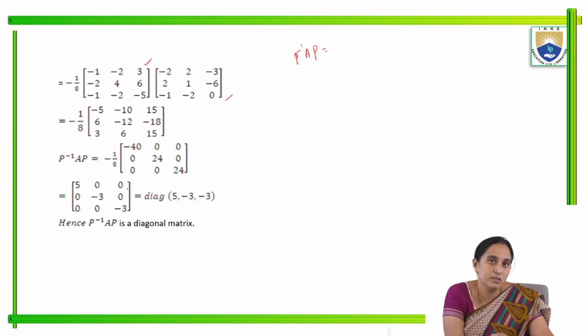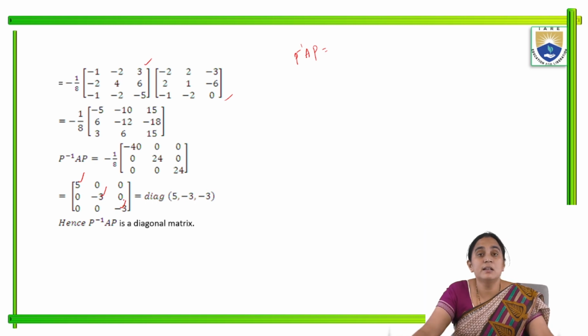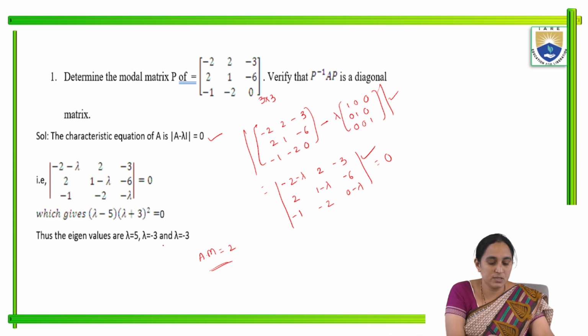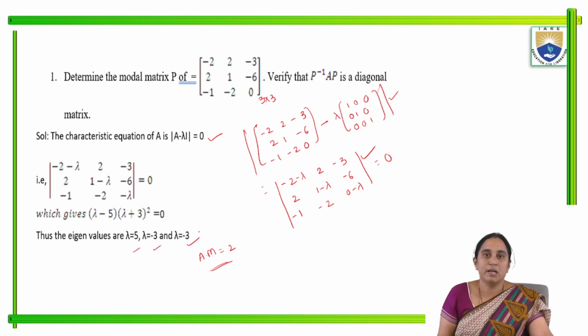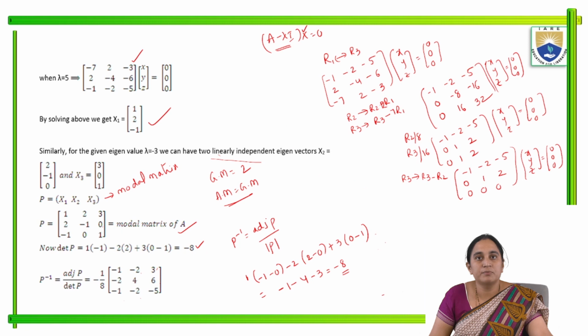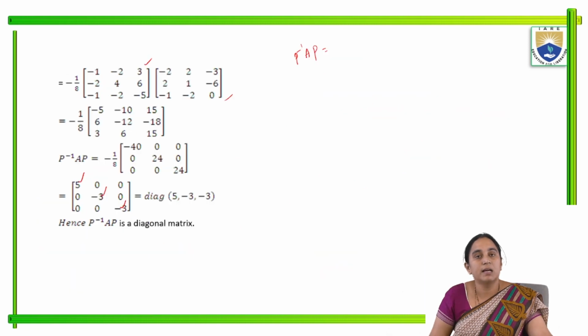Observe the diagonal matrix we obtained. The diagonal elements are equal to the eigenvalues of the given matrix. What are the eigenvalues here? 5, minus 3, minus 3. Since the diagonal matrix elements are equal to the eigenvalues, the given matrix is diagonalizable. Therefore, this is the correct answer for the given 3 by 3 square matrix.